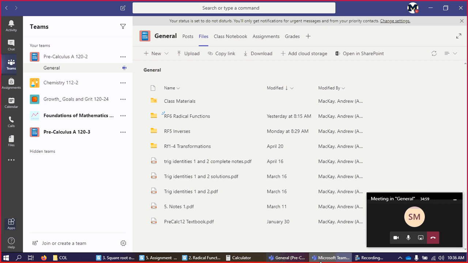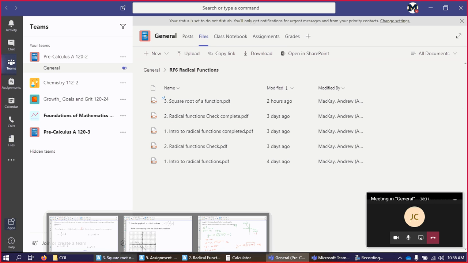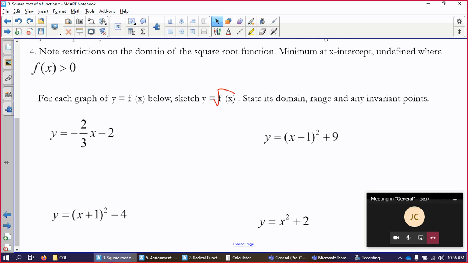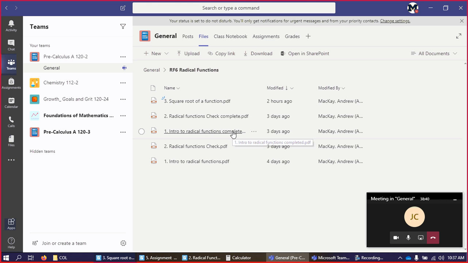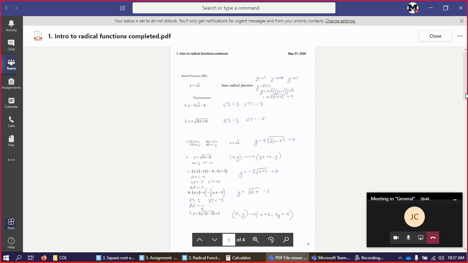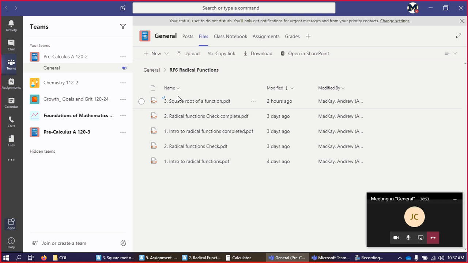Under radicals, it should be there. The square root of a function, and I'll put a separate one with the notes of what we did. See how I've got completed? That's the notes. If you open one of those up... I think I printed those off. So I'll go through and do the same sort of thing and put stuff up, and I'll post this to YouTube and the link later.